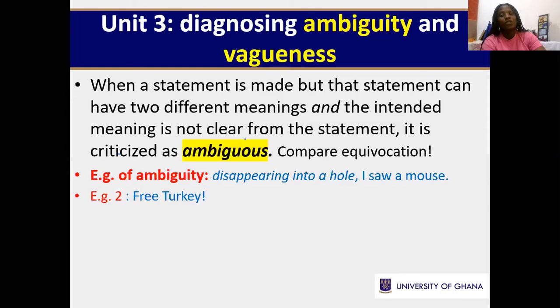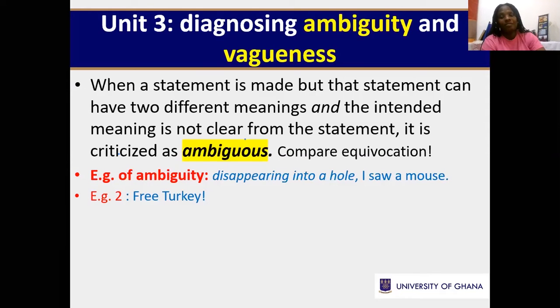Your text tells you that it's normally as a result of syntax, an error in how you placed your phrases or clauses. That's what syntax means. So look at the one here: "Disappearing into a hole, I saw a mouse." Are you saying that you, the human being, were running to hide inside a hole, and then you saw a mouse? Or you want to say that you saw a mouse who was disappearing into a hole? Okay? Look at the second one.